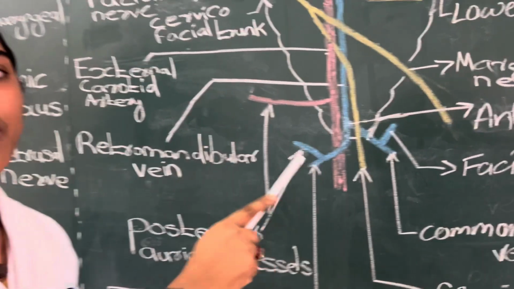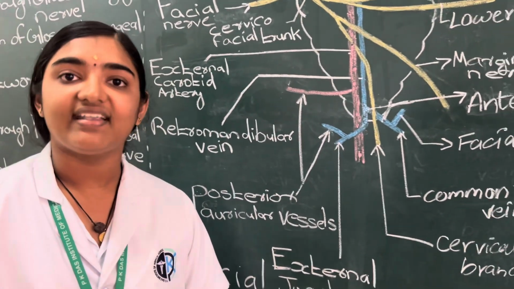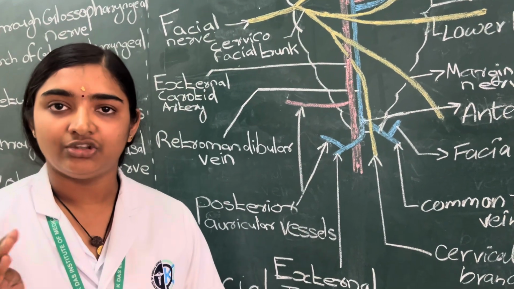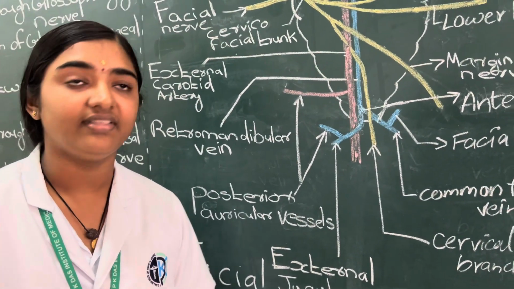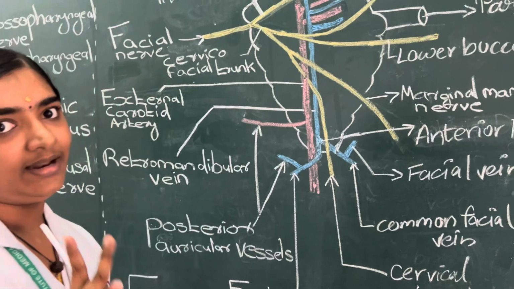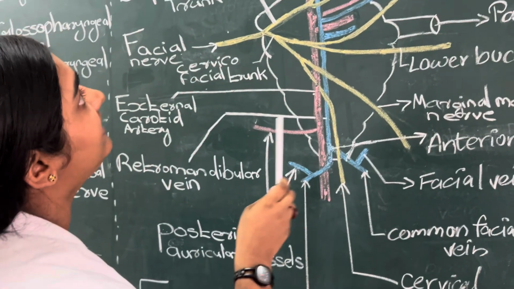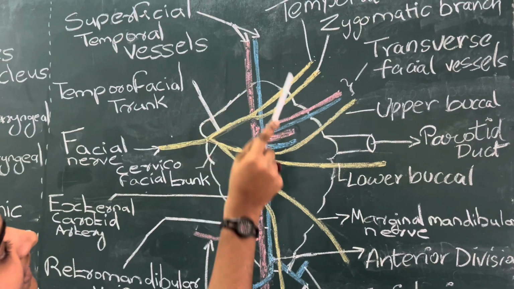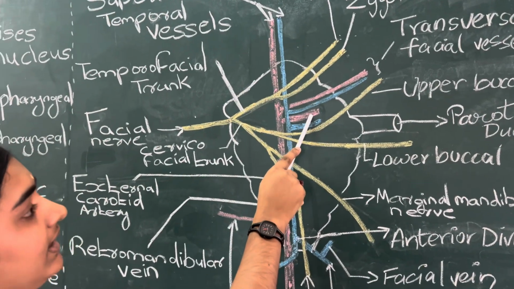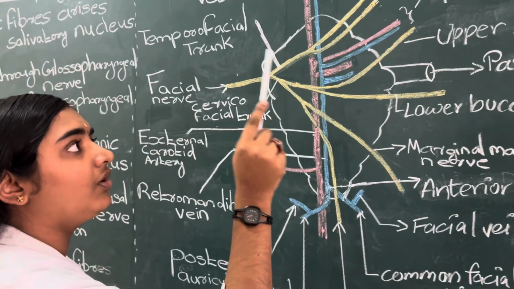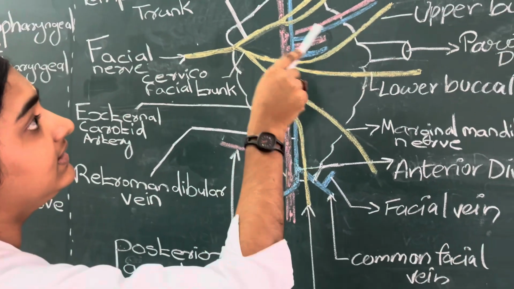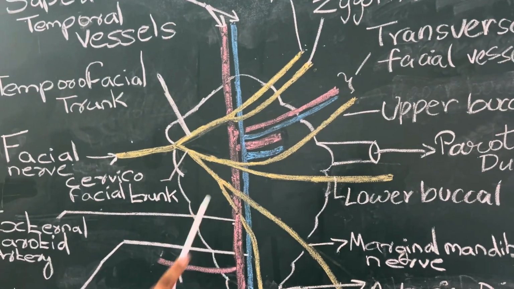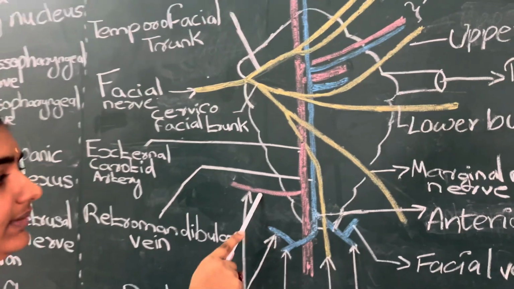Then the third important structure is the external carotid artery. It enters the parotid gland through the posteromedial surface and it gives two terminal branches. Which are they? That is the superficial temporal artery and the maxillary artery. Then there are other branches also in the parotid gland. They are the transverse facial artery and the posterior auricular artery.